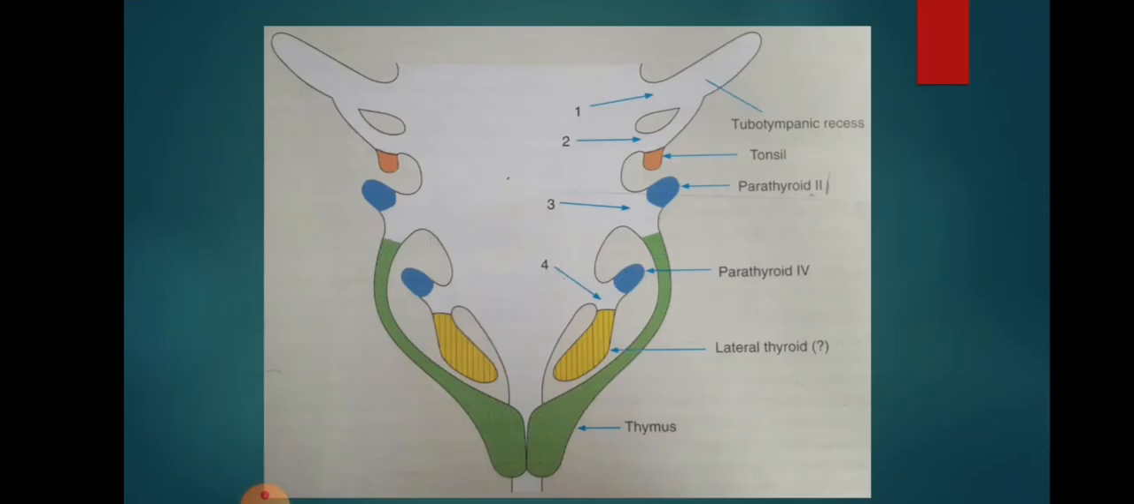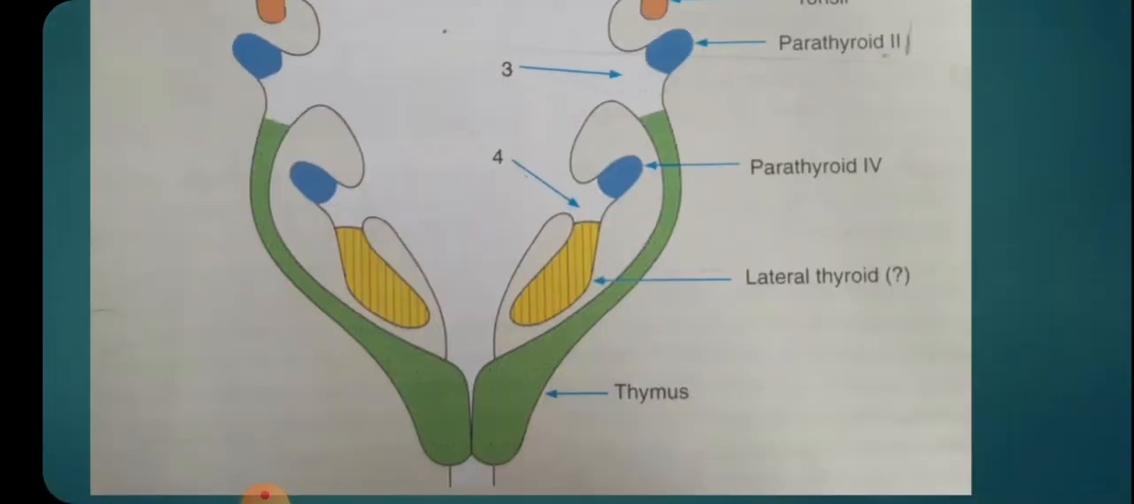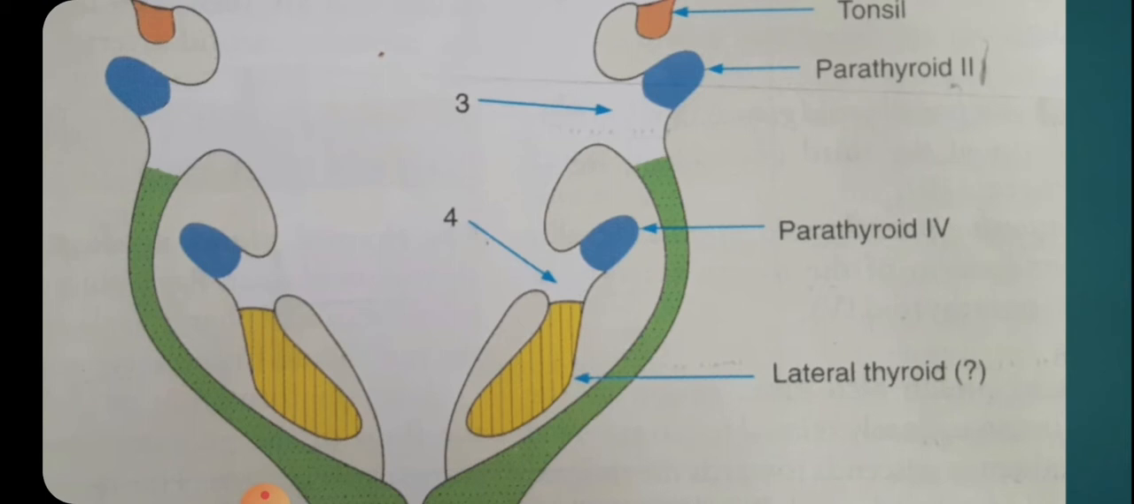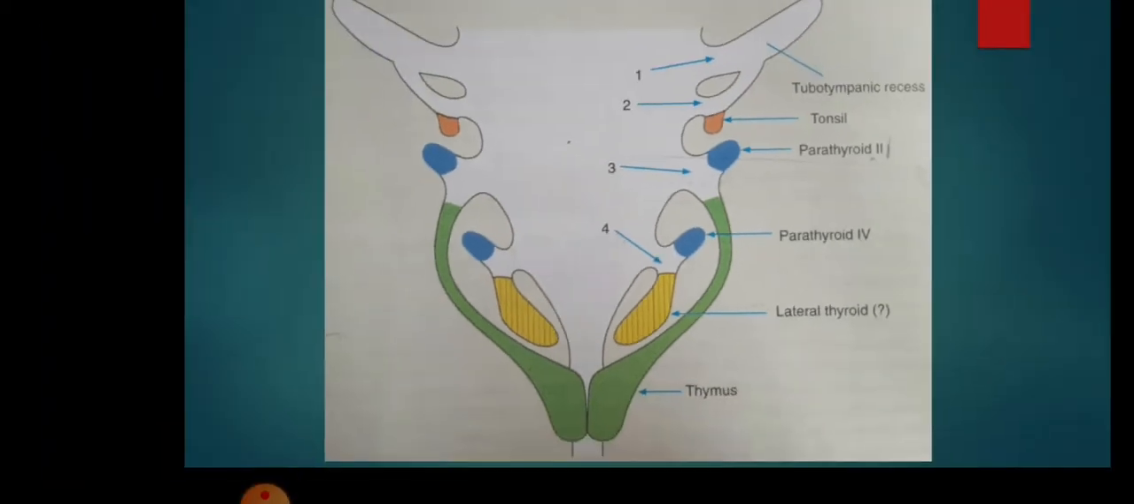And this picture shows the fate of the endodermal pouches. Each endodermal pouch extends and divides into dorsal and ventral division and gives rise to multiple structures. Among these, the fourth endodermal pouch divides into ventral and dorsal. The ventral division gives rise to superior parathyroids, and the dorsal division contributes to the development of the thyroid gland.